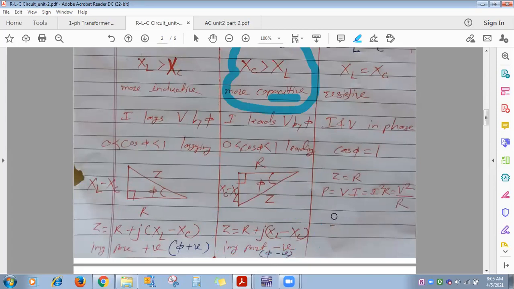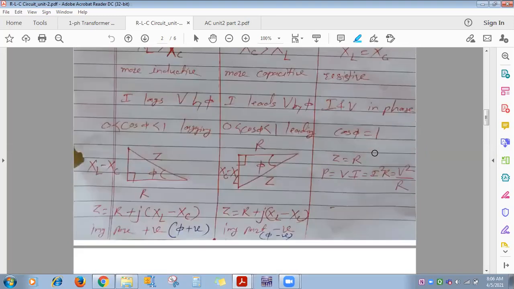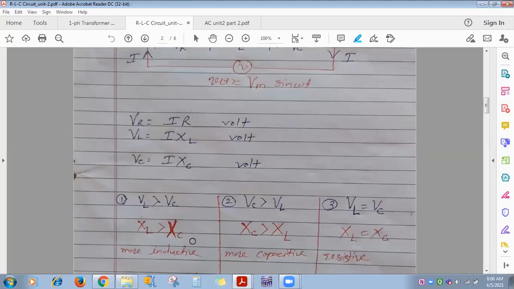The third possibility is when both are equal, then the phasor diagram will be different. When both are equal, it means XL is equal to XC, and all of you know XL equal to XC means the circuit is said to be at resonance. Then its characteristics will be the same as that of a purely resistive circuit. So we'll see all three cases. So it's a series RLC circuit.